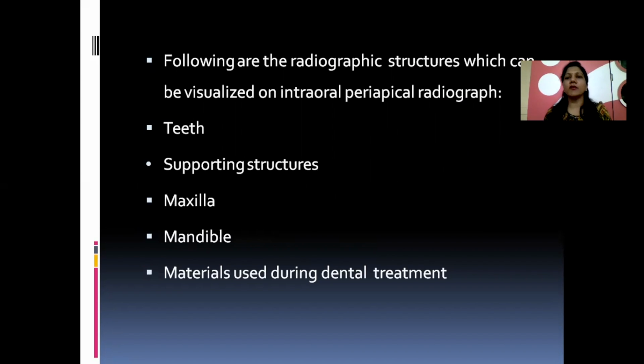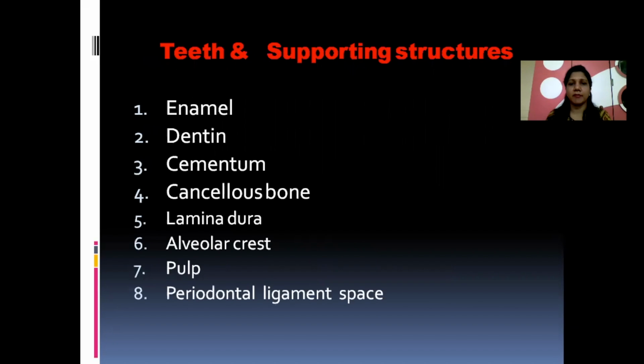Now, the following are the radiographic structures which can be visualized in the intraoral periapical radiograph. Here we are dealing with the IOPA radiographic landmarks, that is teeth, supporting structures, maxilla, mandible, and materials that are used during dental treatment. Last time I dealt with the maxillary one. Now I will be dealing with the mandibular landmarks.